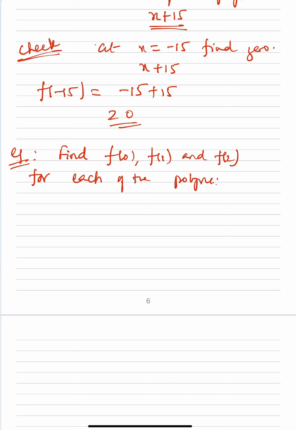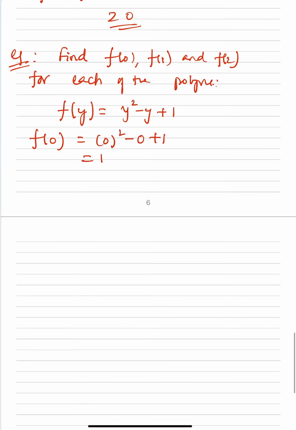Okay? So let us take f of y is equal to y square minus y plus 1. First I will place 0. At y is equal to 0, what will we get? 0 square minus 0 plus 1, that is 1. Again, next value is y is equal to 1. I'll write f of 1 is equal to 1 the whole square minus 1 plus 1. That is equal to 1 minus 1 plus 1, which is nothing but 1.